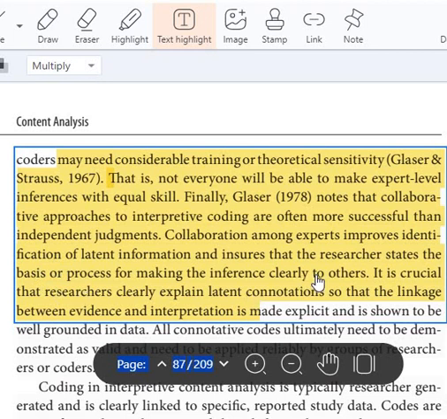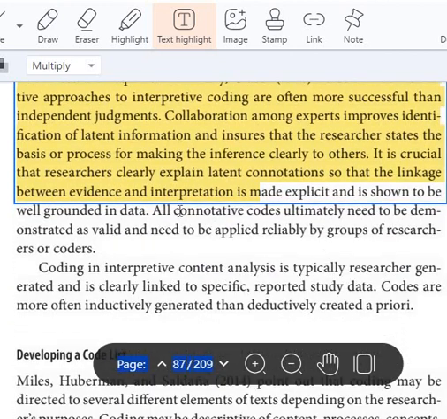So here there's an indication to the importance of collaboration among coders and researchers. Okay, here it says that all connotative codes ultimately need to be demonstrated as valid and need to be applied reliably by groups of researchers or coders.